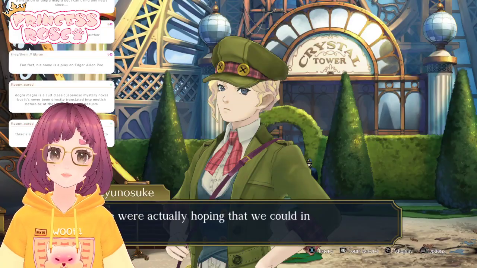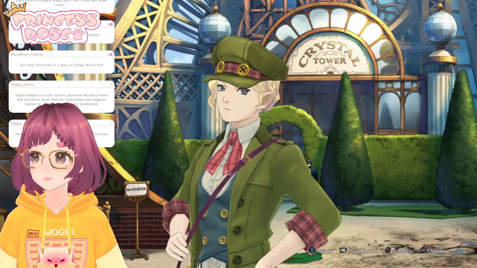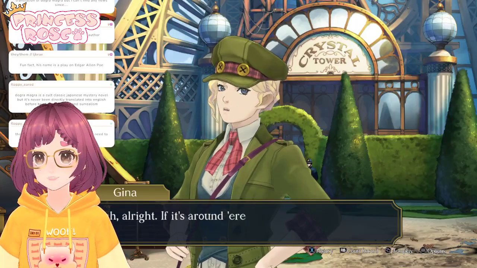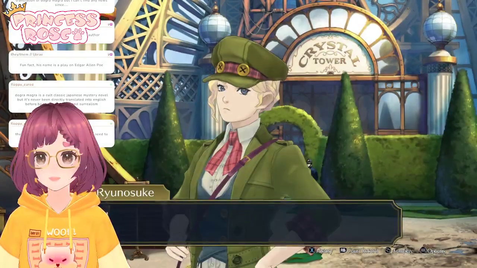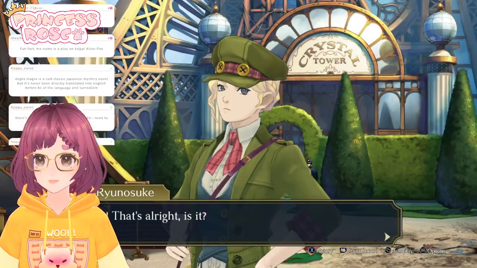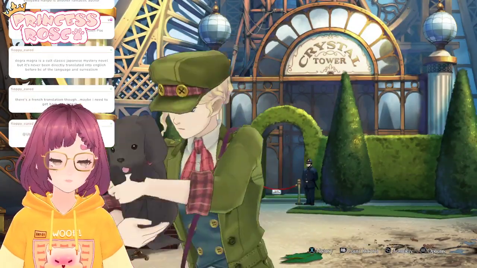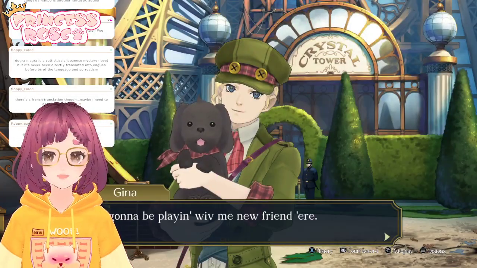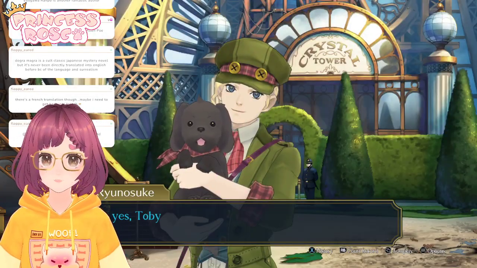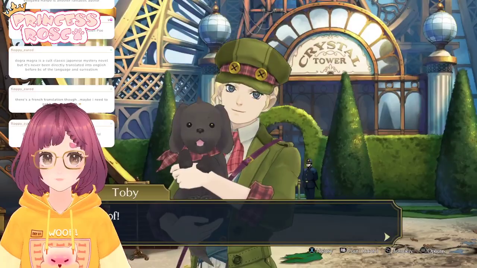Gina, we were actually hoping that we could investigate the scene again. Yeah, alright. If it's round here, you can do what you like. Oh, that's alright, is it? I'ma be playing with me new friend here. Ah, yes, Toby. Woof!